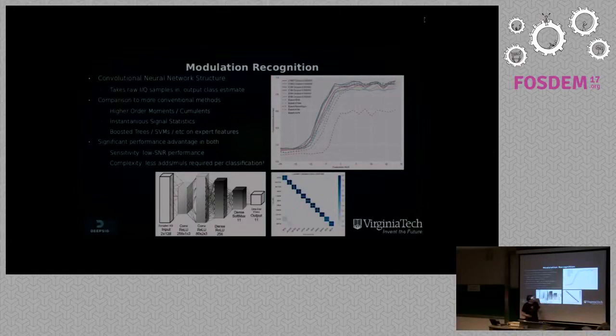And if we look at performance, the solid ones here are different variations of a feature learning approach, which take in the raw samples. And the dotted ones are different classifiers using these expert features like higher order moments to classify. So here you can see, in the best case for both, we get 3 or 4 dB sensitivity improvement with these methods, which is pretty exciting. 3 or 4 dB is a lot in some worlds.